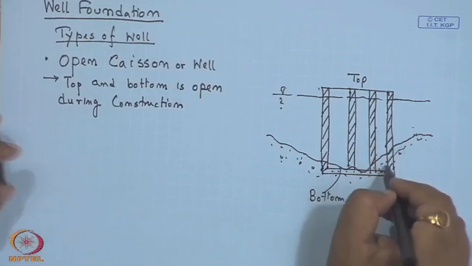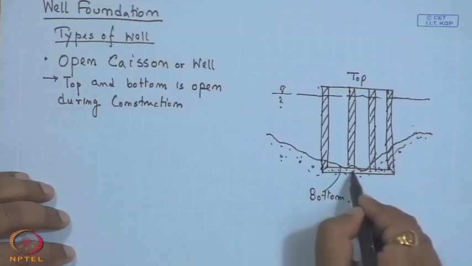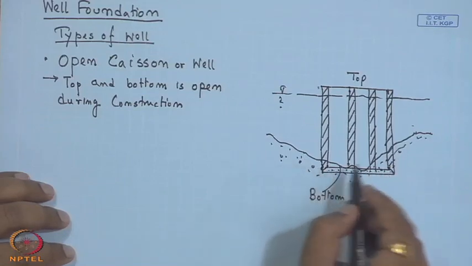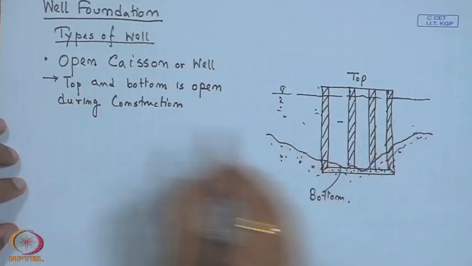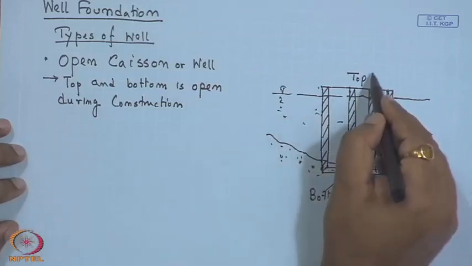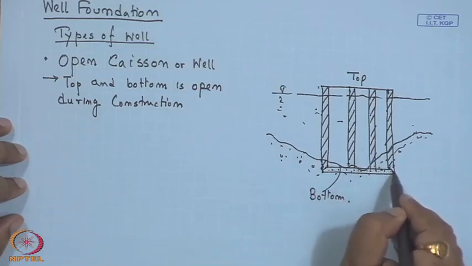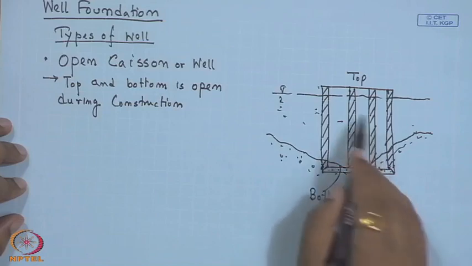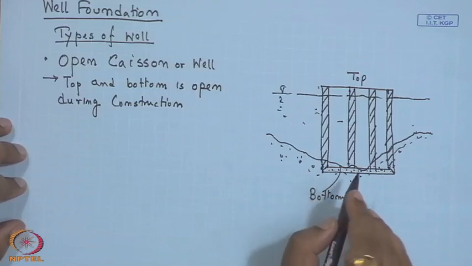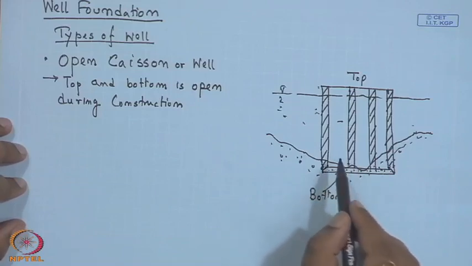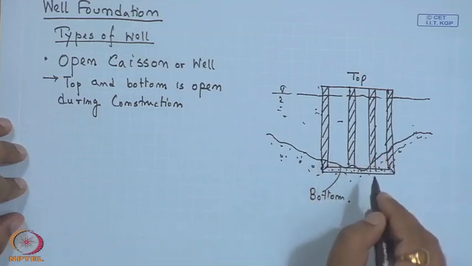Once the required depth is reached, the bottom portion is sealed with concrete, and then the shaft, which is the water portion, is filled with sand. So during construction, the top and bottom portions are open; once it reaches the required depth, the bottom is sealed with concrete and the shaft is filled with sand. The advantage of this type of open well is that it can be constructed up to any required depth, and at a relatively low cost.